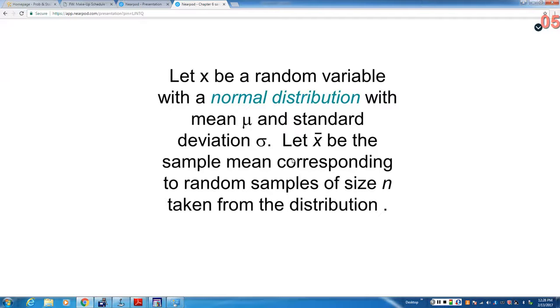Okay, so what this activity is to show you a little bit of what the central limit theorem is. Now you can group up with each other. Go ahead and take a partner, and you can go ahead and help each other.